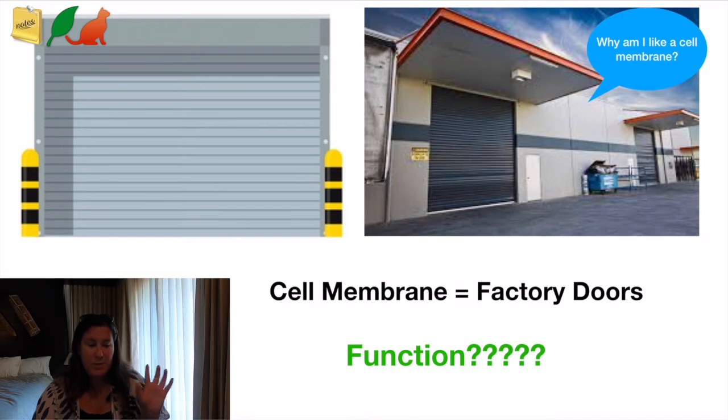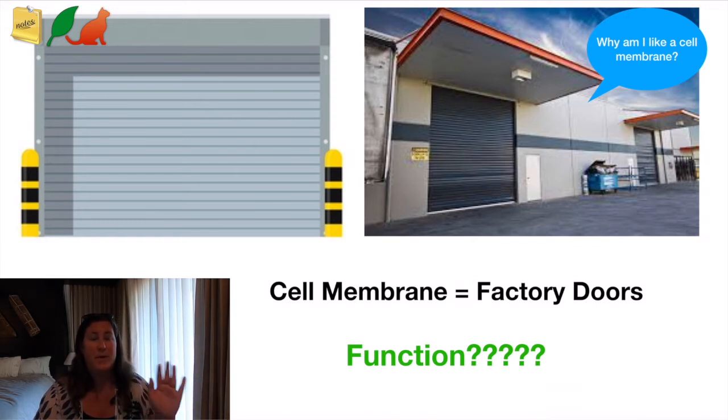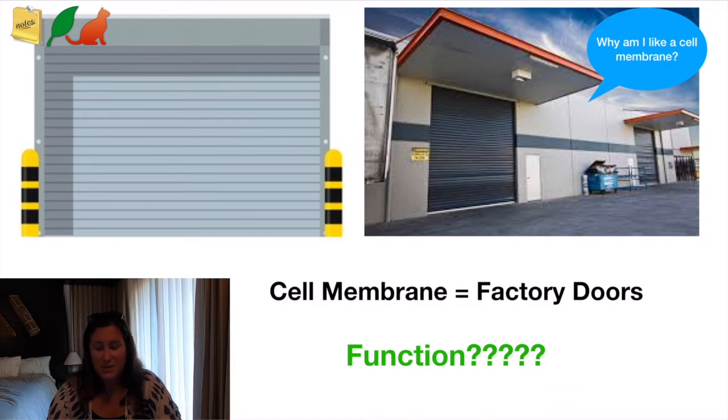So factory doors, windows, they allow things in and out of the factory. They have that kind of control. You can't walk through the walls. You have to go through a door. You can lock or close a door. You can open a door. So they allow the movement of people, workers, and goods in and out of the factory. That's the same thing for the cell membrane. It's kind of that outer layer of the cell, and it controls what goes in and out of the cell. So just like the doors in a factory.